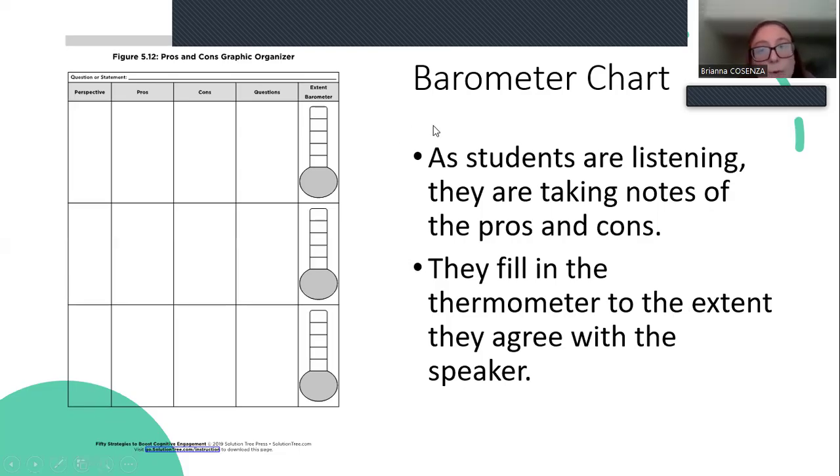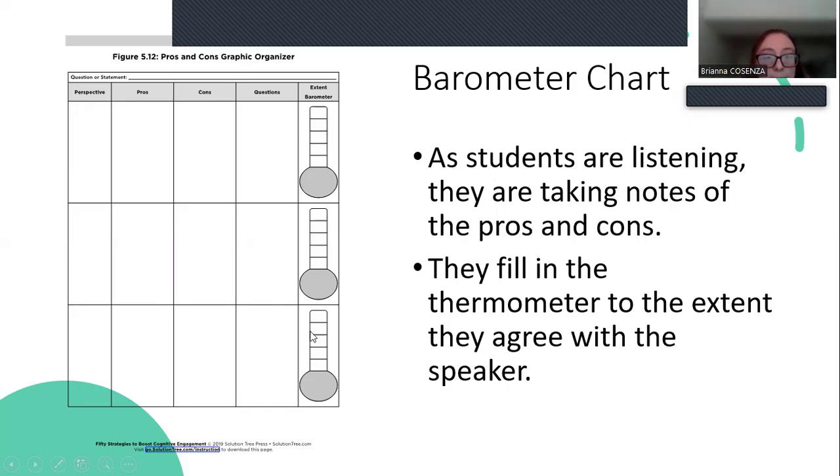And so what the students who are listening are doing is, I use this barometer chart. As the students listen to the speaker, they will take notes of the pros and cons of going online that the speaker has mentioned. So for perspective, they'll write the role: president, first-year student, international student, pros and cons. And then they have a space to write questions that they want to ask for the Q&A part.